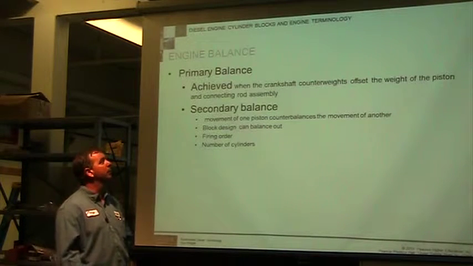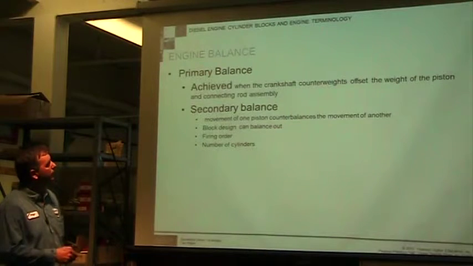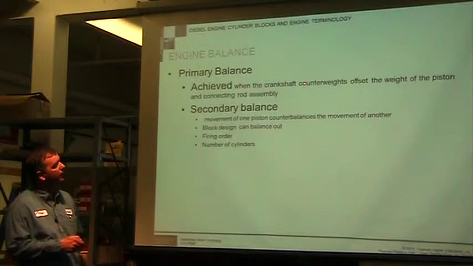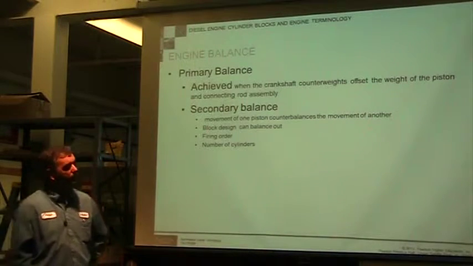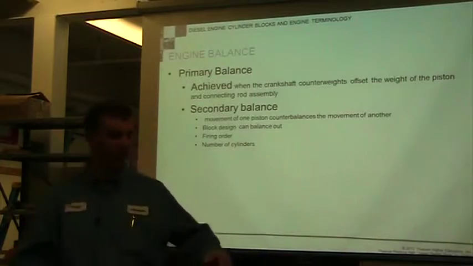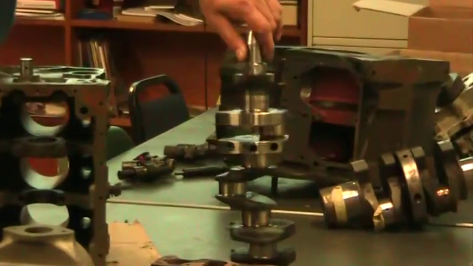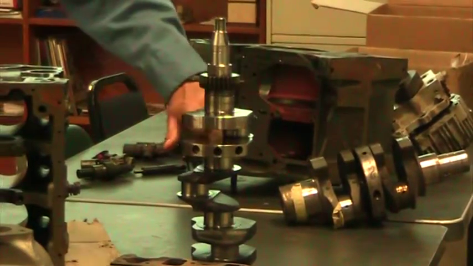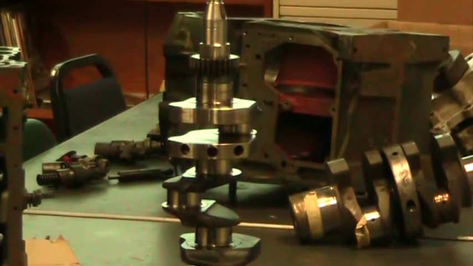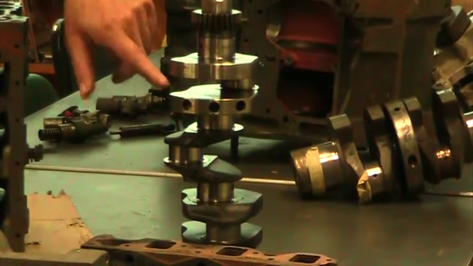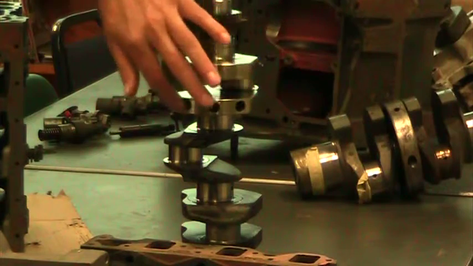Talking about smoothness, we're trying to balance it. Every engine needs to be balanced. We're always trying to remove vibration. Primary balance is achieved when the crankshaft counterweights offset the weight of the piston and connecting rod assembly. Look at this crankshaft, the one that would go in this engine. You notice we have counterweights right next to where the piston connects, and then you see holes drilled in it. They spin it, and then they start removing metal to get it to balance out. So we have counterweights, and then we drill it to balance it out.